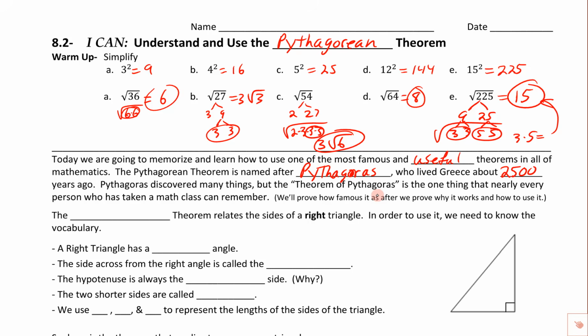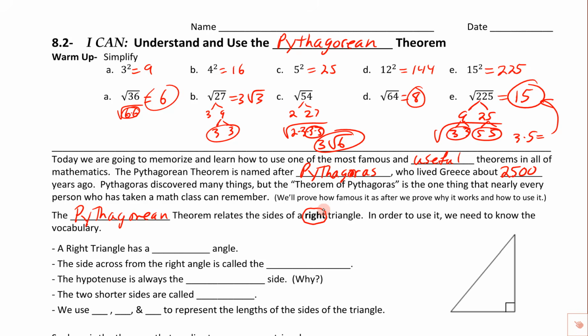Almost everybody who's taken a math class remembers this theorem. They remember being taught this. They remember what it is. They may not remember how to use it, but they do remember the theorem. And we'll prove how famous it is, and we'll also talk about why it works the way it does a little bit later. So let's write this down one more time. The Pythagorean theorem relates the sides of a right triangle. So what I'd like you to do is circle the word right. It's got to be a right triangle. The Pythagorean theorem only works with right triangles.